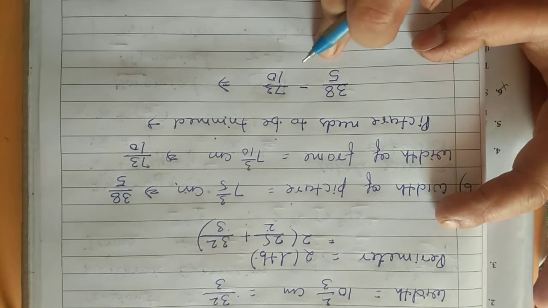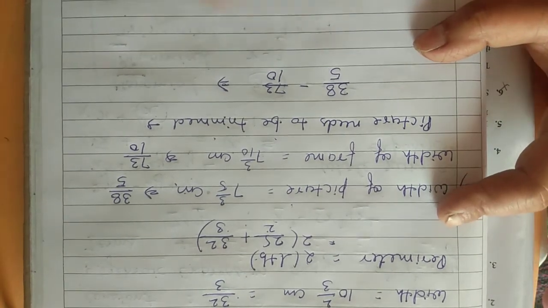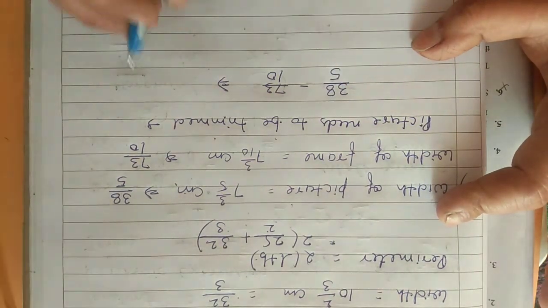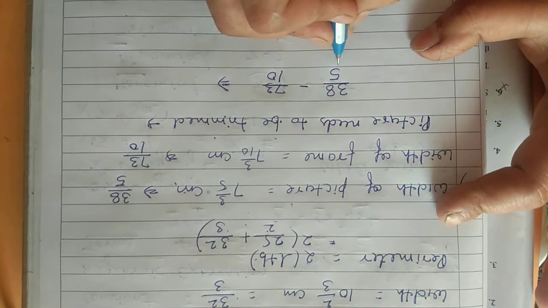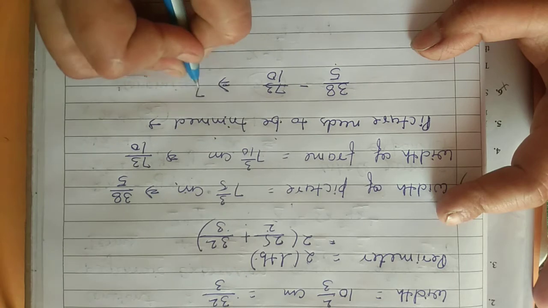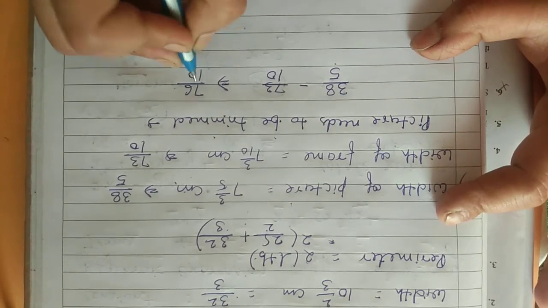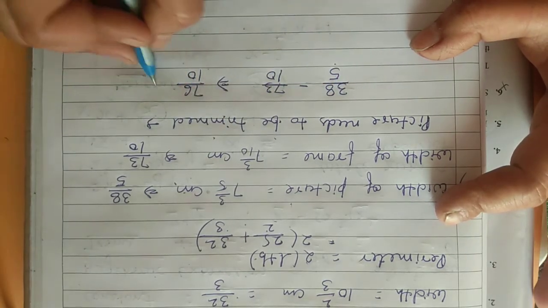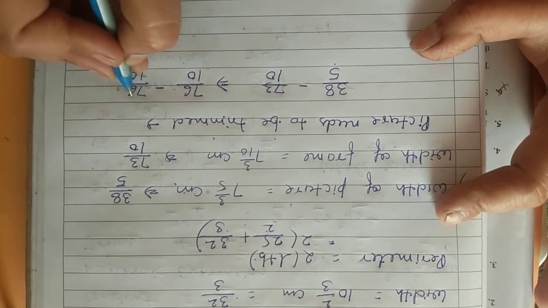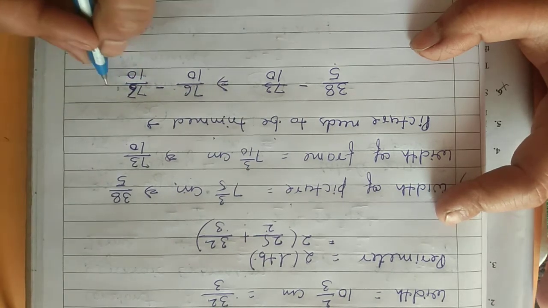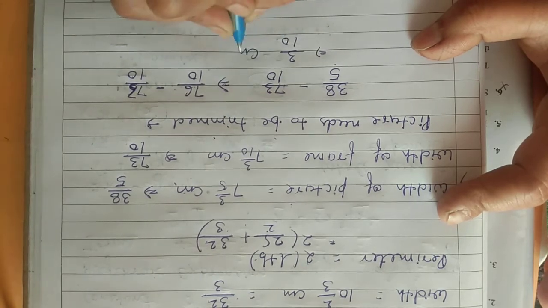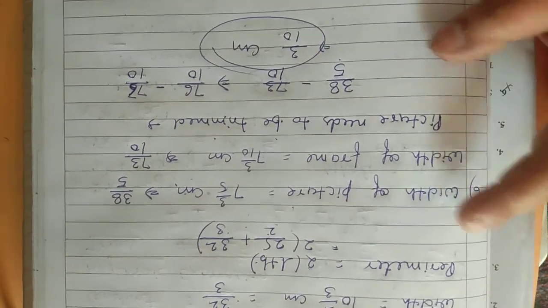You can take the LCM, you can do cross multiplication, you can equalize the denominator, but the denominator has to be the same. If we equalize the denominator, we will convert this 5 to 10, then this 38 will convert into 76, meaning we are multiplying by 2. We are multiplying both the denominator as well as the numerator by 2, so that our denominator becomes the same. This is 73. Now when you subtract 73 from 76, we get 3 upon 10 centimeter. So this much of the picture needs to be trimmed.